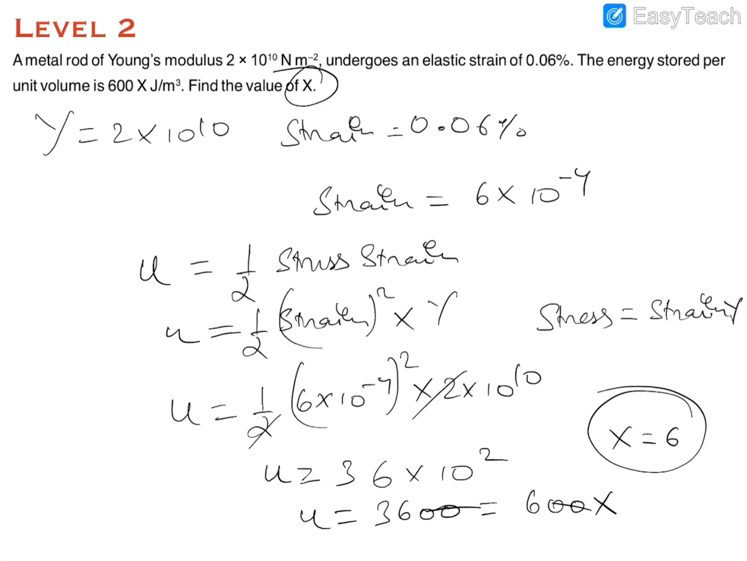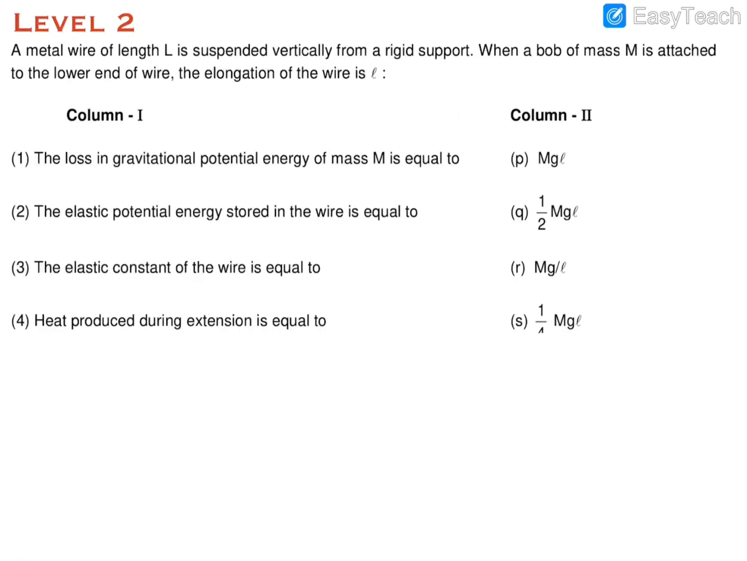Now we'll move on to the next question. In this question, there is a metal wire of length L, and it is suspended vertically from a rigid roof support, and a bob of mass m is attached to its lower end. The elongation due to that mass m in the wire is L. Therefore, we have to match the following column 1 with column 2. So we can see that the extension produced in the wire is L.